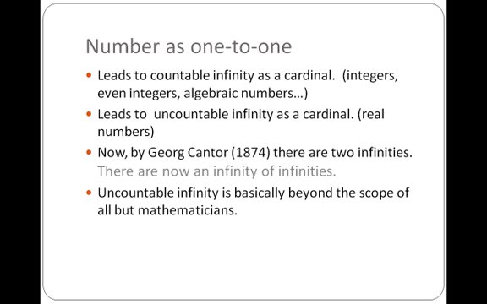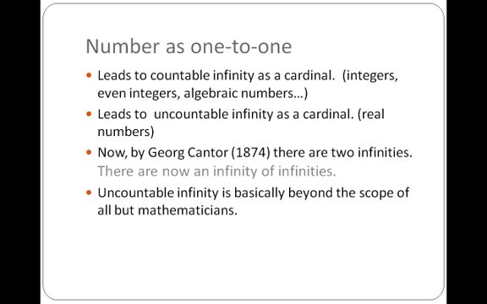Well, number as one-to-one leads to countable infinity. That is, all sets that can be put in one-to-one correspondence with the integers, and that includes algebraic numbers, even integers, odd integers, and just about everything else except all the numbers. It also leads to uncountable infinity. That is, sets too large to be put in one-to-one correspondence with the integers. Those are the real numbers, and there are other infinities beyond that.